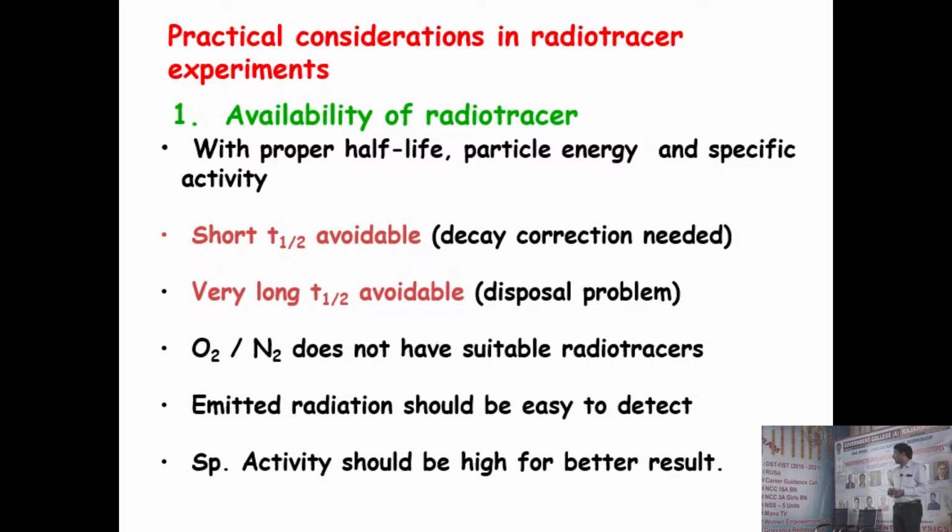And the specific activity should be high for a better result. As I mentioned, if the specific activity is very high, you could take a very small amount of tracer, like a microgram, that does not affect the main process, and then we can choose the application.